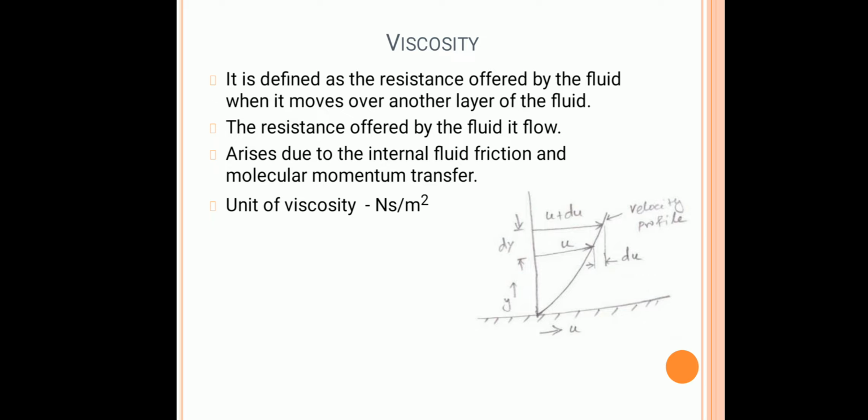Next we discuss the unit of viscosity. The unit of viscosity is Newton second per meter square, or Pascal second. We know that 1 Pascal is equal to 1 Newton per meter square. Sometimes viscosity is represented in terms of poise. When we solve problems, viscosity is denoted in poise. 1 poise is equal to 1 by 10 Newton second per meter square, or 0.1 Newton second per meter square, or 0.1 Pascal second.